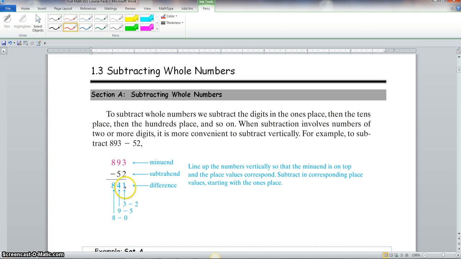Now we take 3 minus 2 gives us 1. 9 minus 5 is 4. And 8 minus, there's no value here in the hundreds place, so we bring it down. So our final answer is 841.